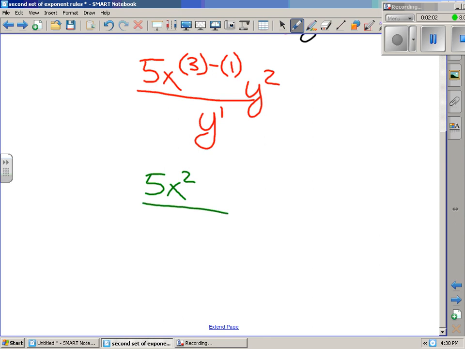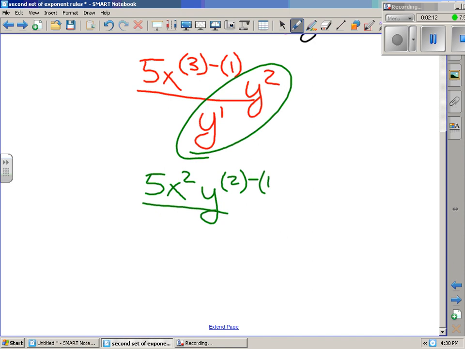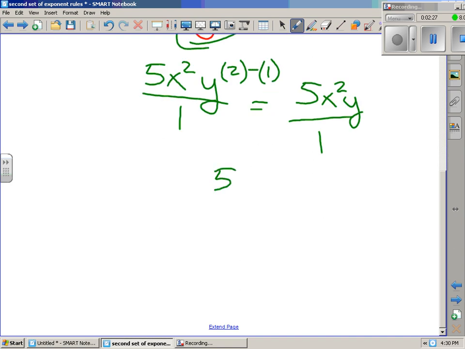And then let's go ahead and take y to the second divided by negative y to the first, sorry. So 2 minus 1 is what we write for the exponent, because when the base is the same and you have a fraction, subtraction better be your action. In the denominator, we're left with the hidden 1. So we get 5x squared y to the first over 1. And anything over 1 is just itself. So we get 5x squared over y as our final answer.